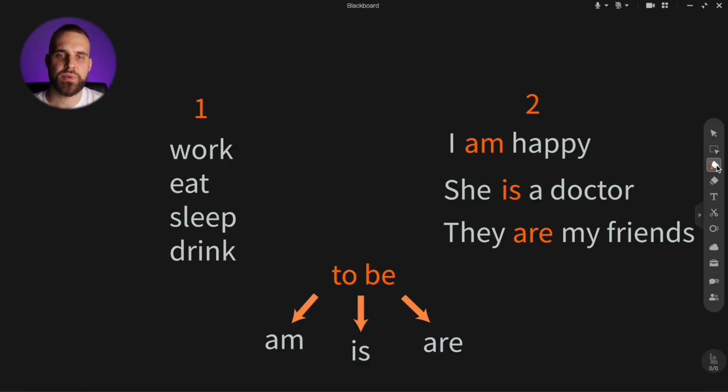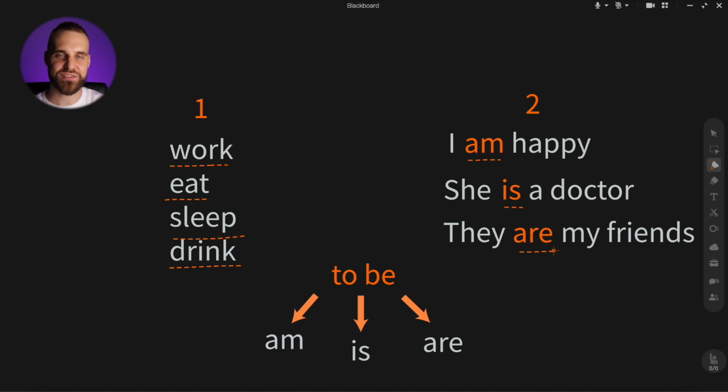Alright, we've finished the first part of the present simple and you are already doing very well. But in all the examples so far, we've used action verbs like work, eat, sleep, drink. However, sometimes in English we want to make present simple sentences without an action verb. For example, I am happy. She's a doctor. They are my friends.